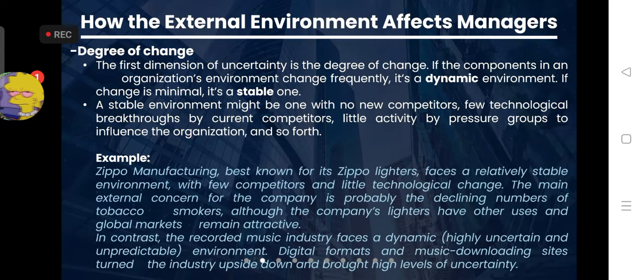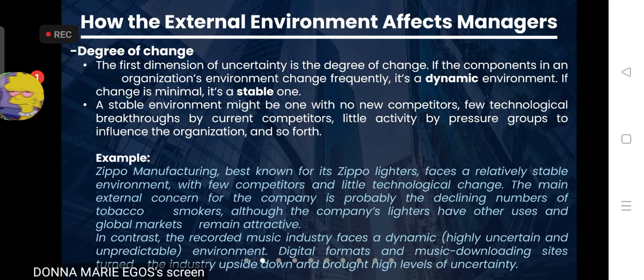While in contrast, the recorded music industry faces a dynamic, highly uncertain and unpredictable environment. Digital formats and music downloading sites turned the industry upside down and brought high levels of uncertainty.